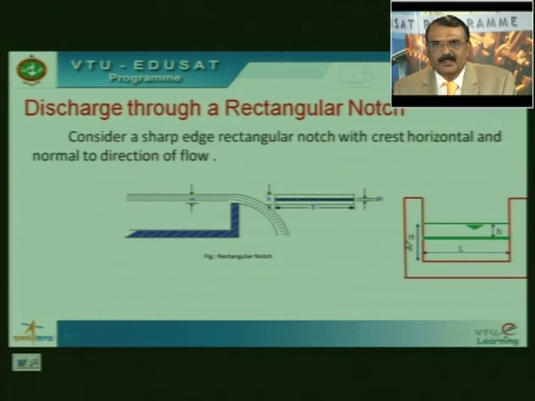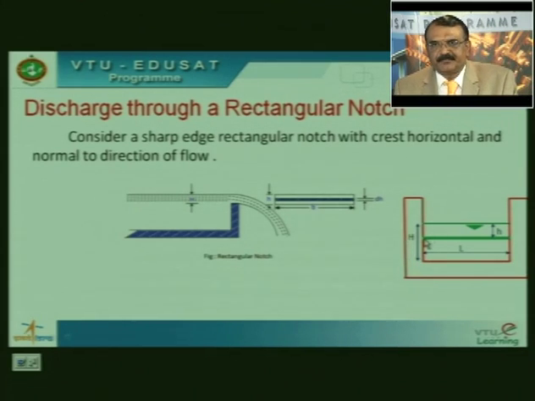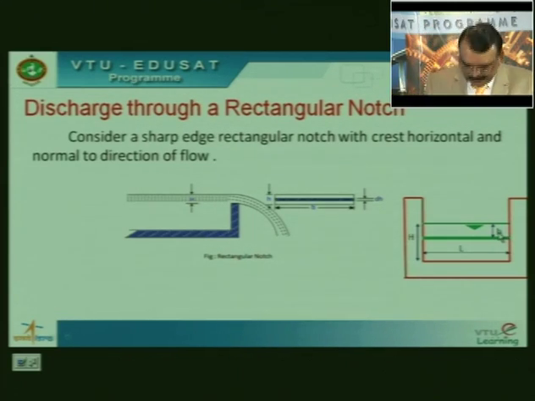Now, with these basics, let us consider a small strip of water at a depth h from the free surface. You must be very careful with this notation. Here I represent small h and here I represent capital H. Capital H is the total depth of water above the notch, whereas at any given depth from the free surface, if I consider a small strip, that depth I represent as small h. Hope it is clear.